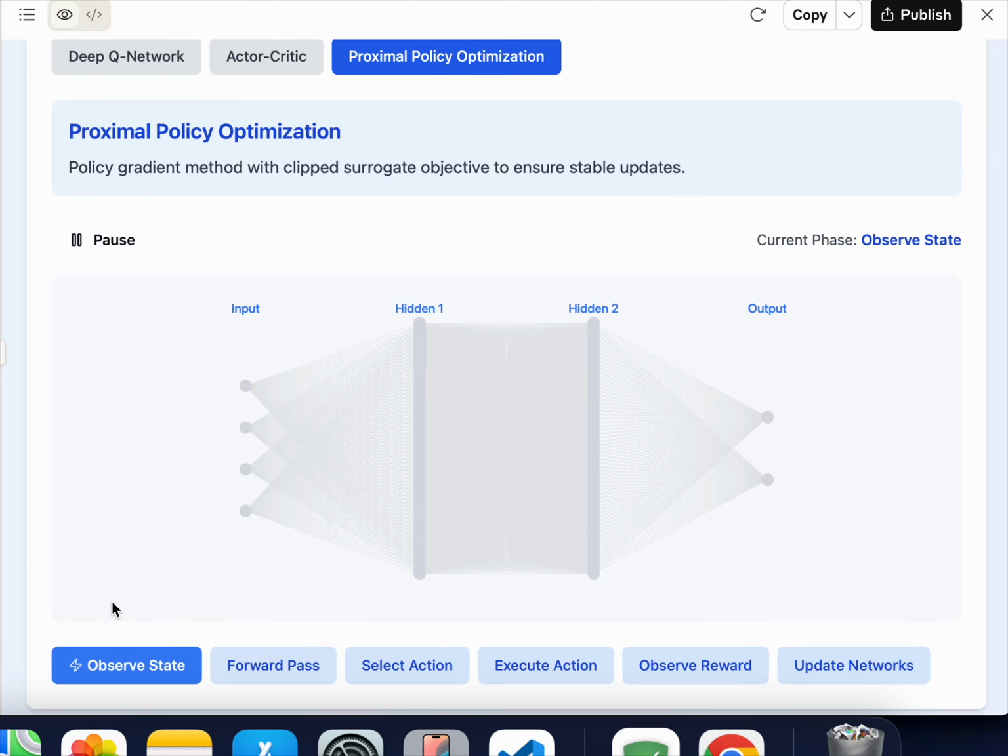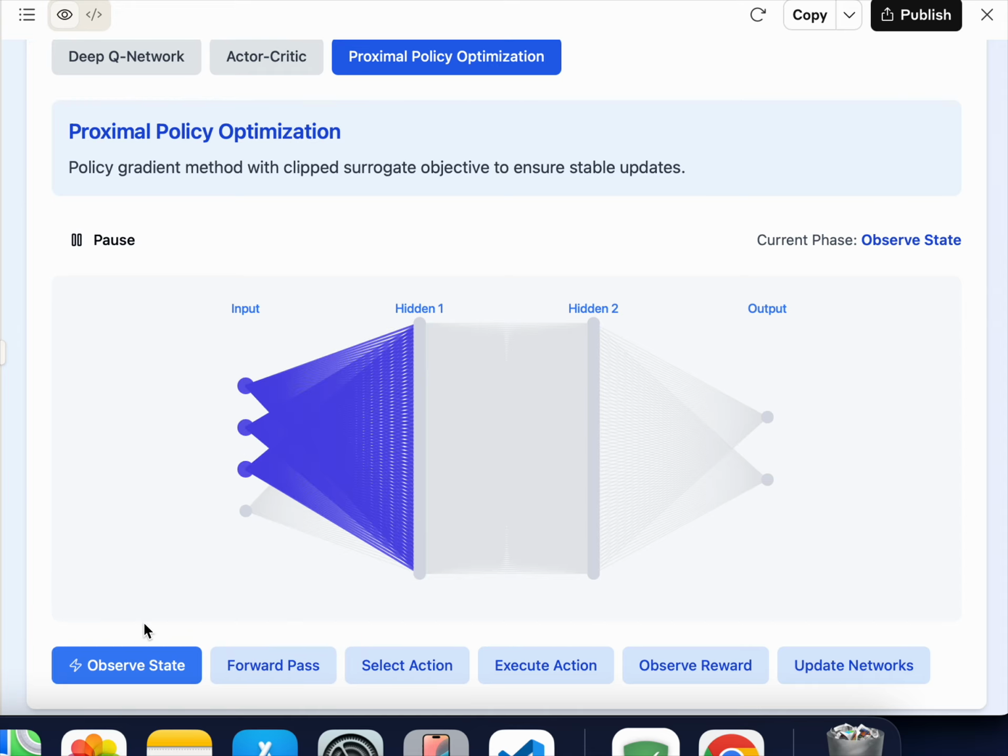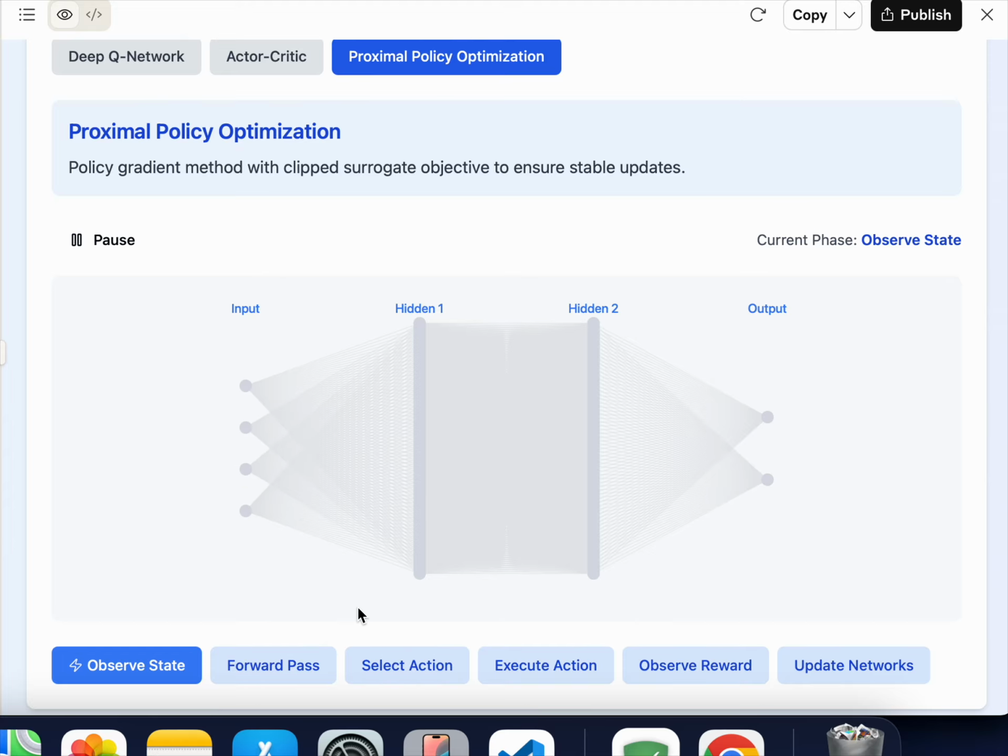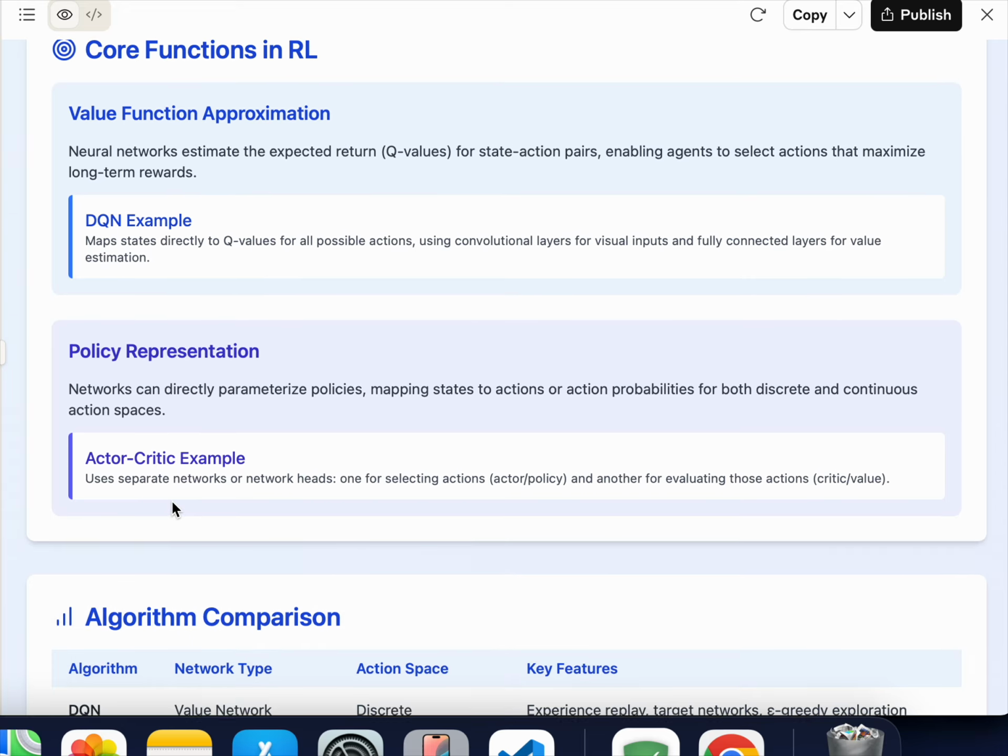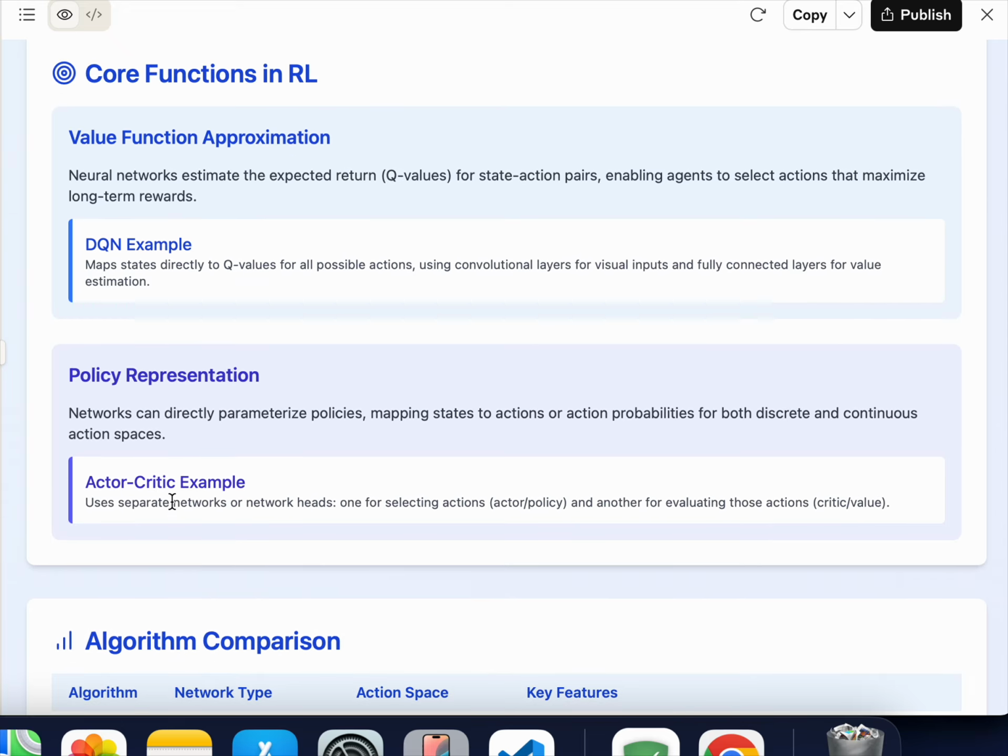And as you can see here, observe state phase. This is where the agent collects data from the environment before doing any updates. And each phase in this process, observe, act, learn, feeds into the next. And the network keeps adjusting itself based on feedback from the environment. That's done.